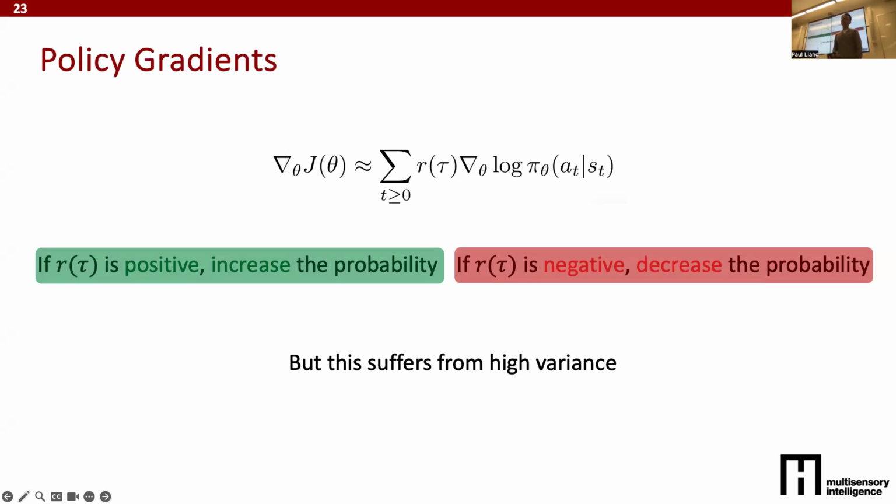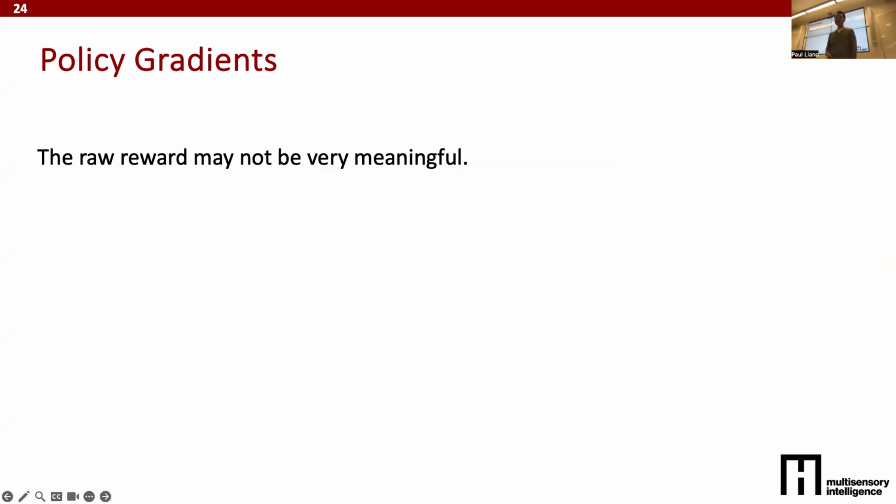There's been a lot of improvements over the years because this has several issues. One is that it has very high variance. Why do I say very high variance? Usually the raw reward itself might not be very meaningful, right? Sometimes I have games where you always get positive reward. You just want to get more positive and less positive. Sometimes you have games that are always negative reward and you just want to stay closer to 0. So sometimes the raw reward is not very meaningful.